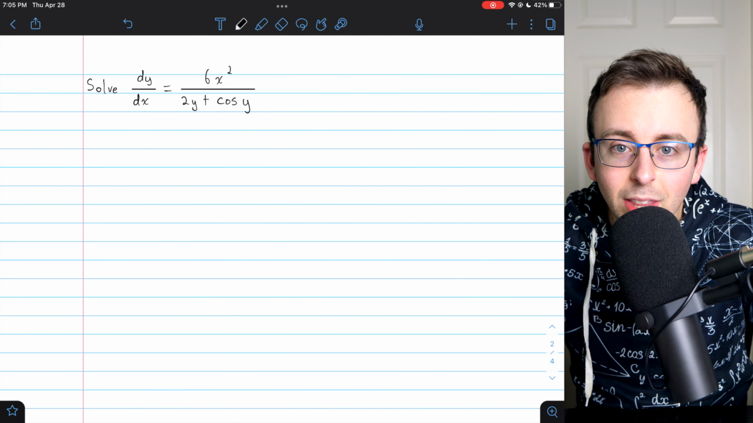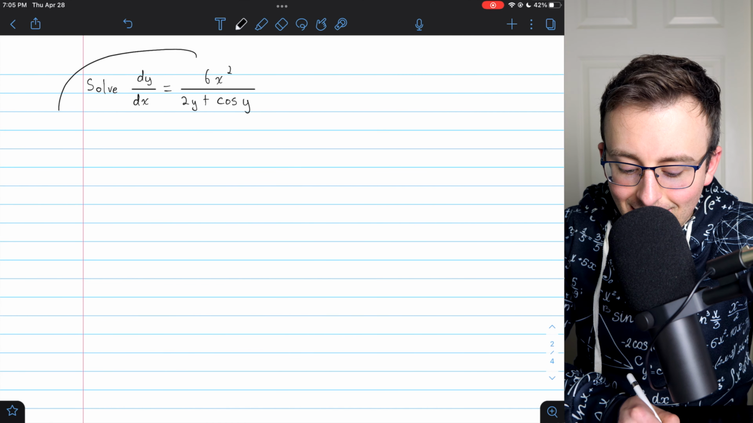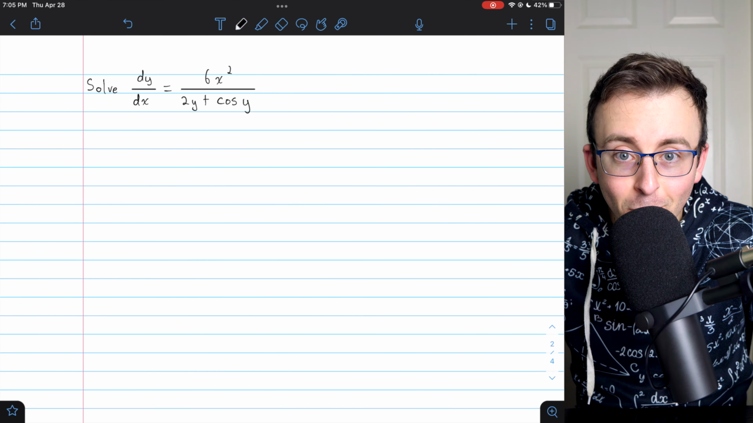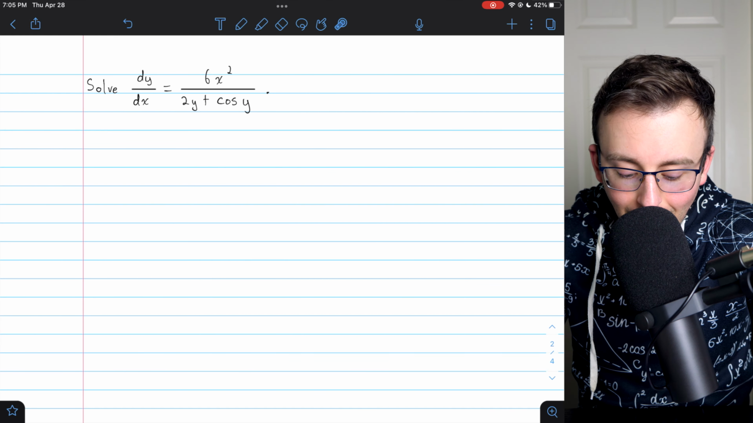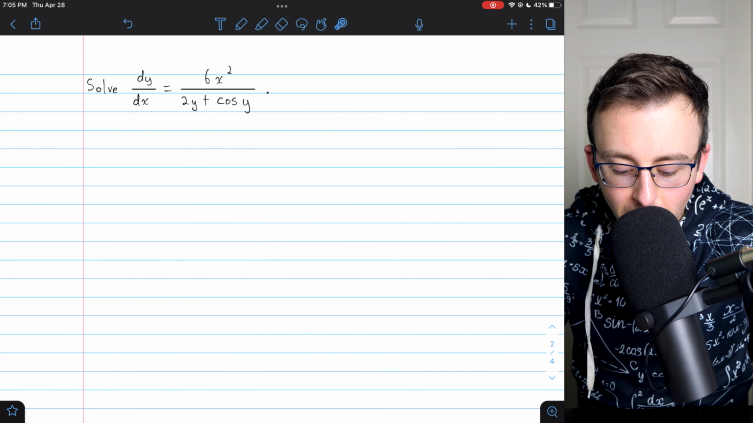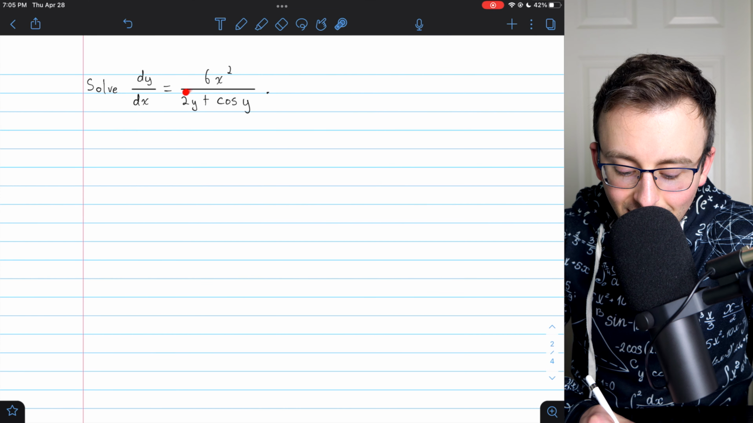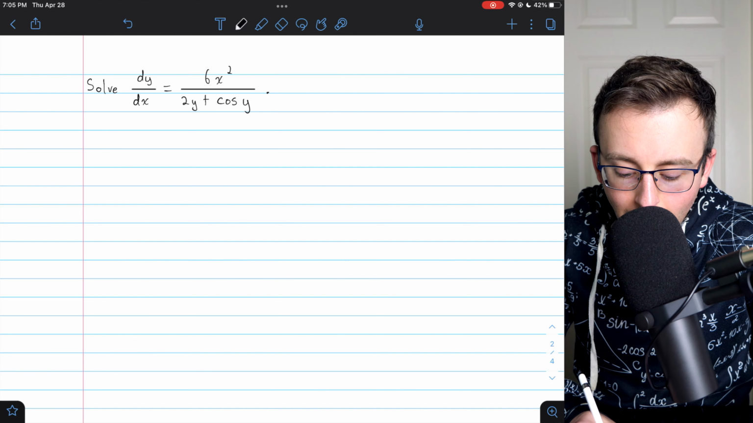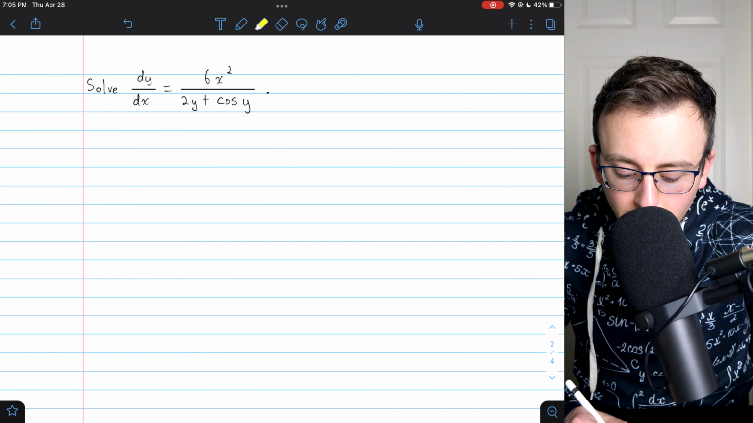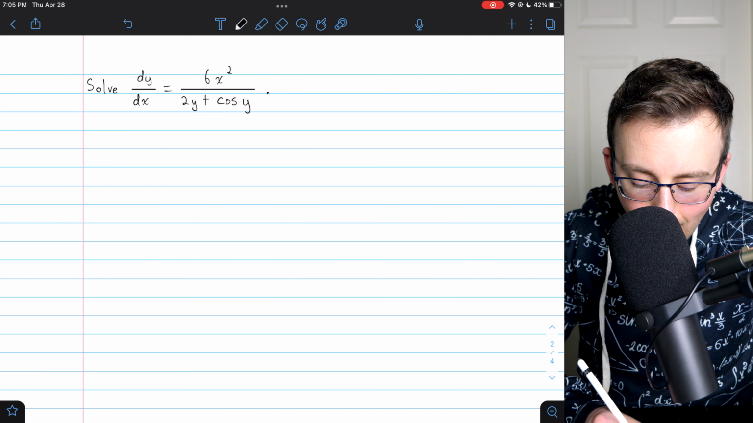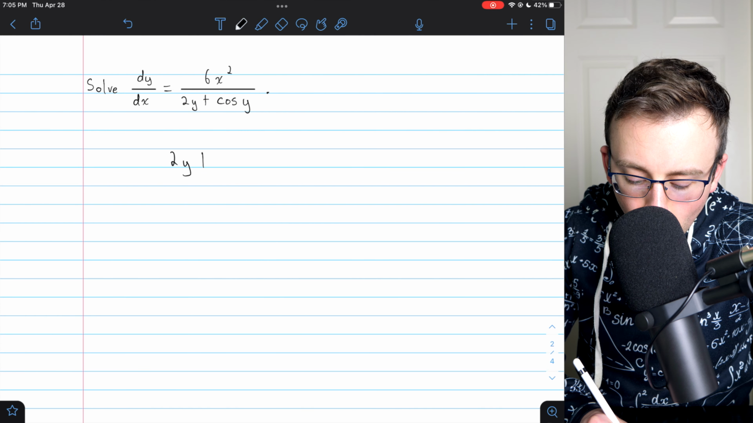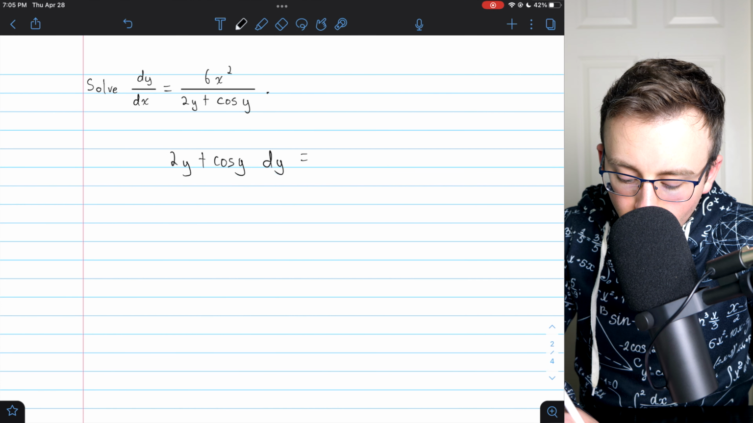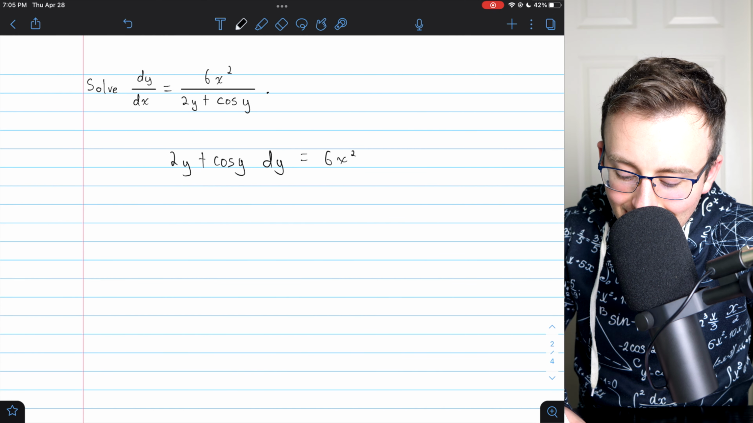We're not going to bother with an initial condition here. Let's just find the general solution. And I encourage you to go ahead and give this a try on your own. All right, let's go through it. Again, it is clearly a separable differential equation. We've got a function of x times a function of y. Let's separate the variables by multiplying both sides by dx and multiplying both sides by this function of y. So that's going to give us (2y plus cosine y) dy equals 6x squared dx.